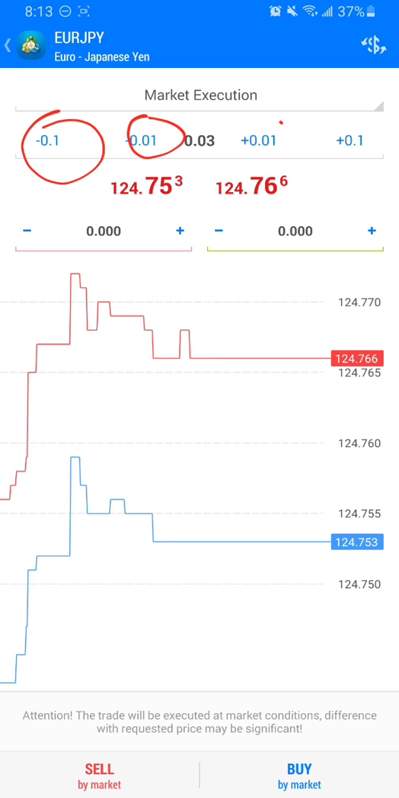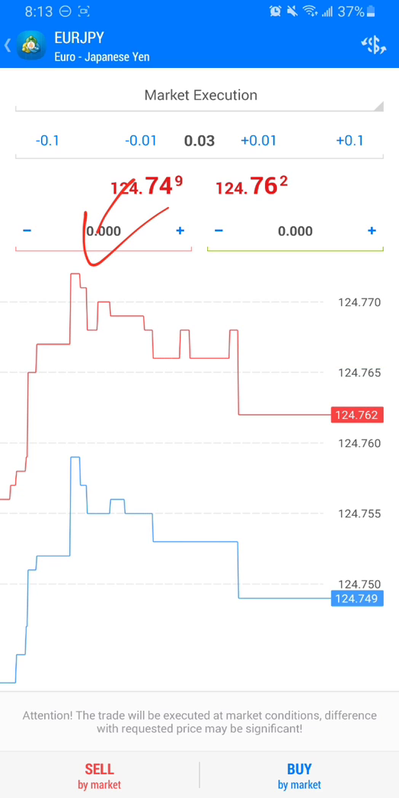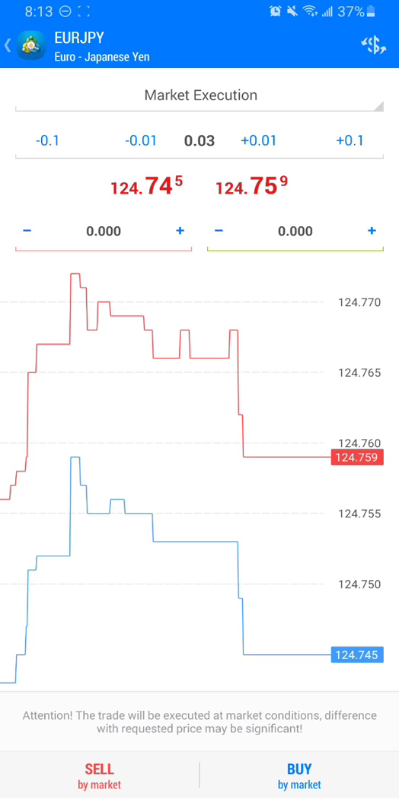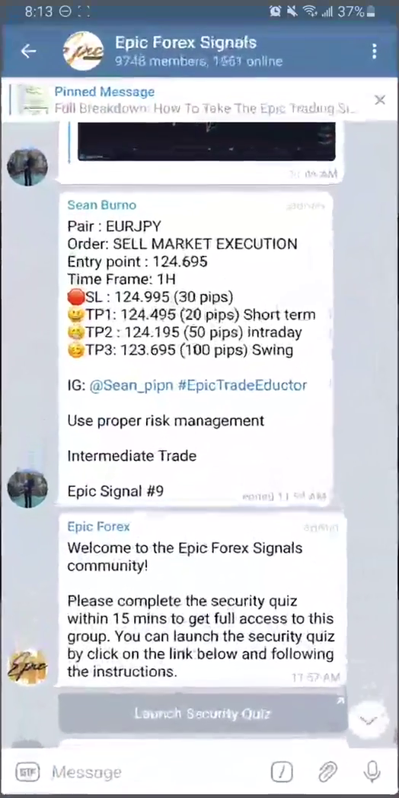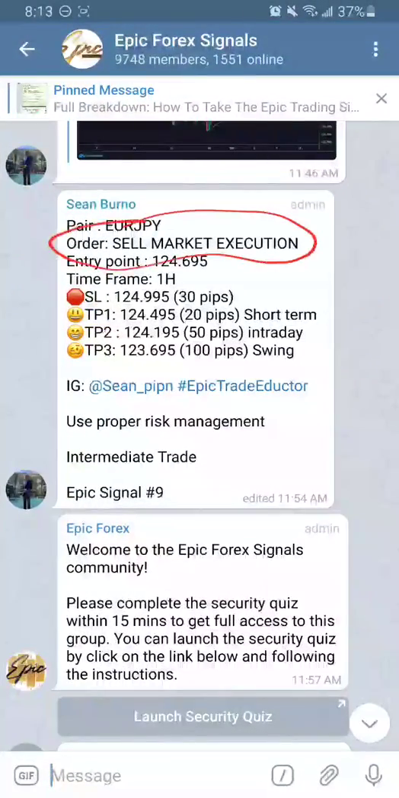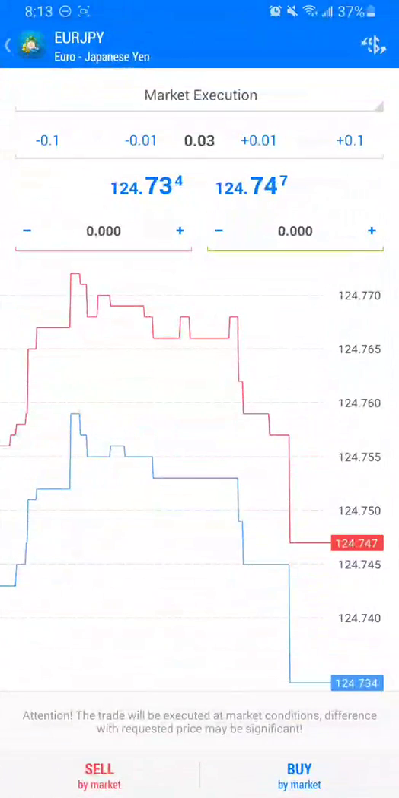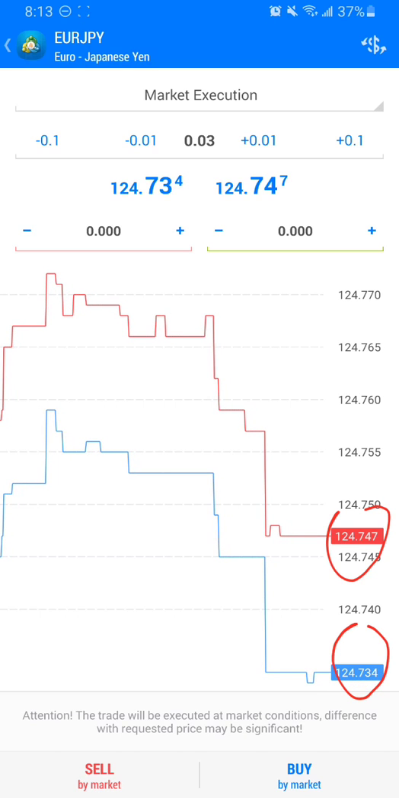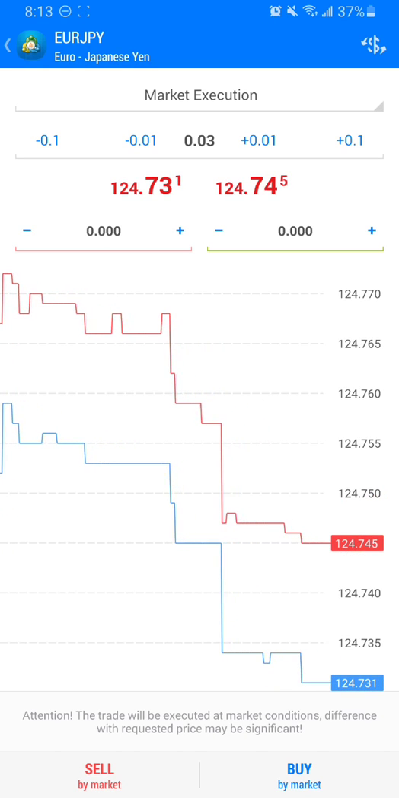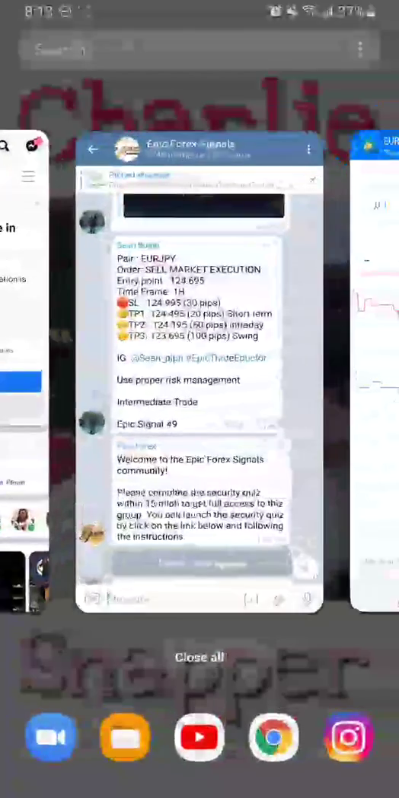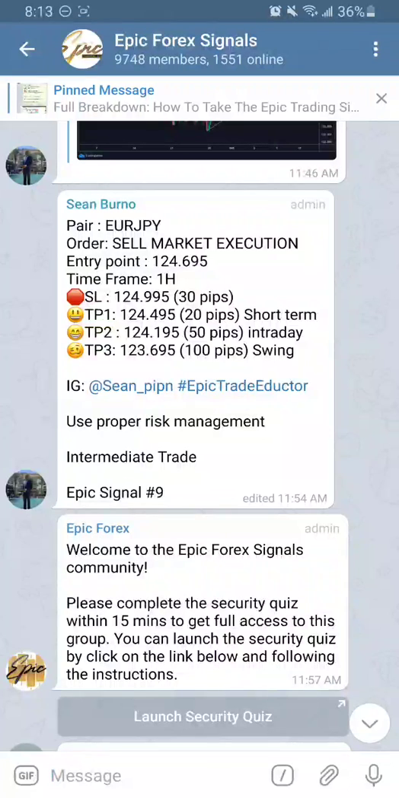This is where you adjust your lot size. This red field is where you will put your stop loss price, and here is where you place your take profit price. So let's go over to Euro JPY. We see it's a sell market execution. The entry point is 124.695, which as of right now is not there. It's at 124.747, which is about 10 pips above the price, so we will be getting an actual better entry than the signal did. Let's plug this number into MT4.